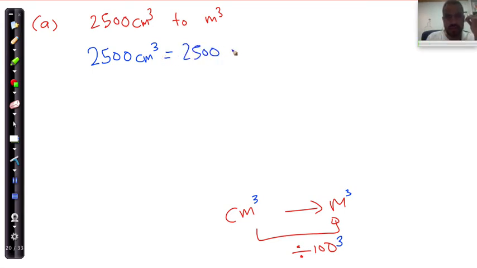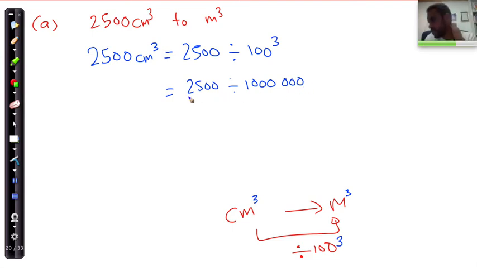Okay, so I'm going to say 2500 centimeters cubed, right, is equal to 2500 divided by 100 cubed. Okay, and that's going to give me 2500 divided by 100 cubed is 1 million. Okay, so I need to move 6 decimal places over there, and I should get an answer of the following. Right, 0,0025, right, meters cubed.